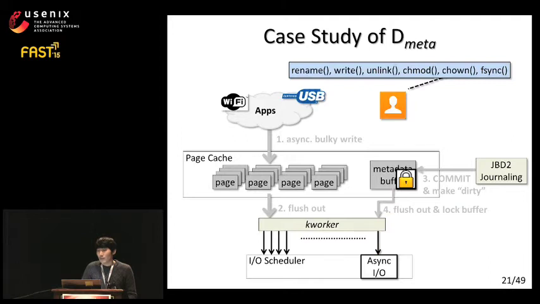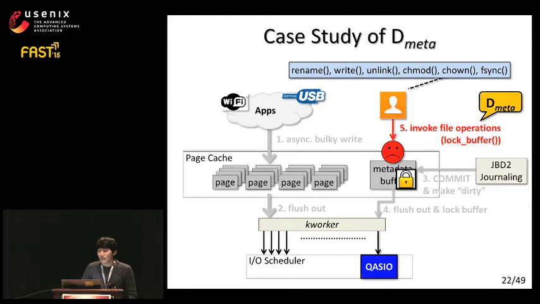When a user launches an app like Contacts, the app is accompanied by a series of file system calls. Finally, the app invokes several file system calls before showing its UI. The invoked file system calls will attempt to modify the metadata buffer, which is being written back. So it will fail and be put in a wait state. We call this kind of dependency D-meta dependency.